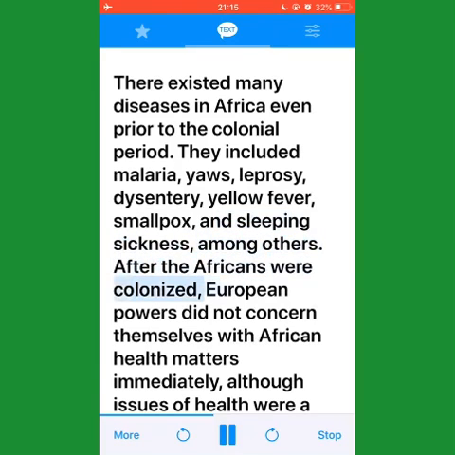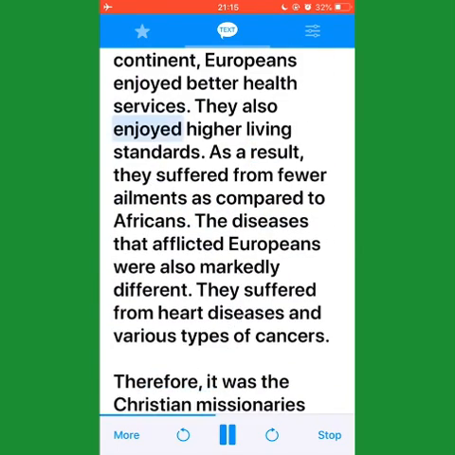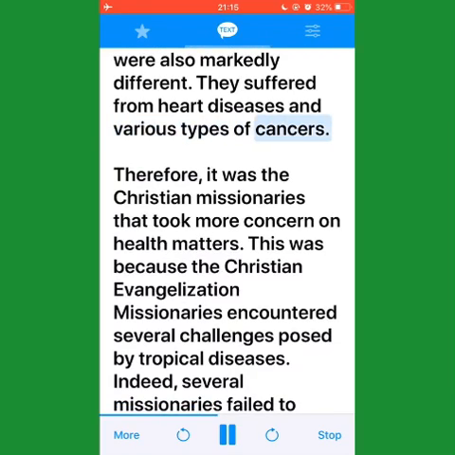After the Africans were colonized, European powers did not concern themselves with African health matters immediately, although issues of health were a major concern to the military units. All over the continent, Europeans enjoyed better health services. They also enjoyed higher living standards. As a result, they suffered from fewer ailments as compared to Africans. The diseases that afflicted Europeans were also markedly different. They suffered from heart diseases and various types of cancers.